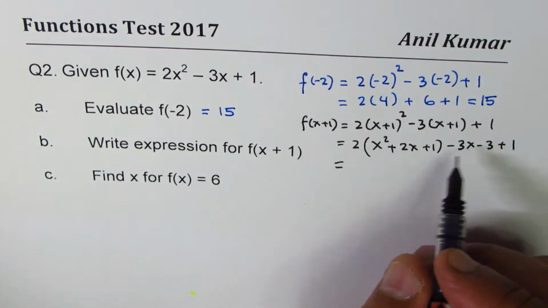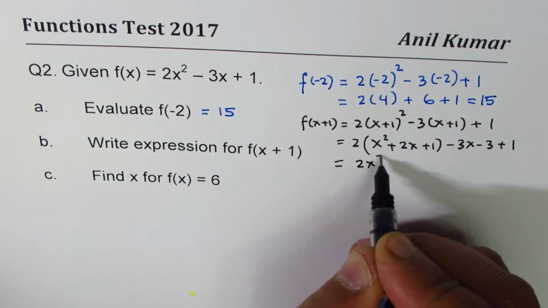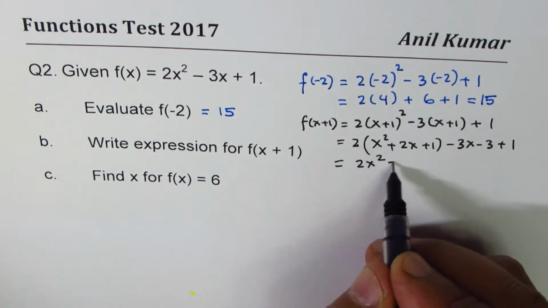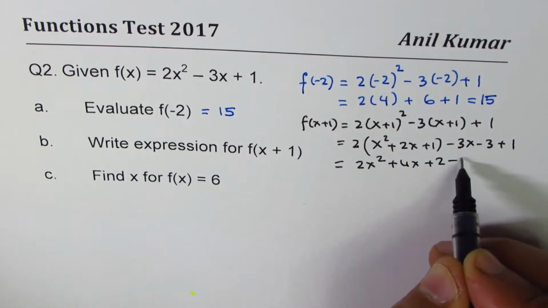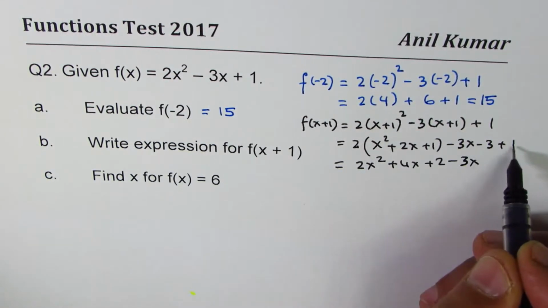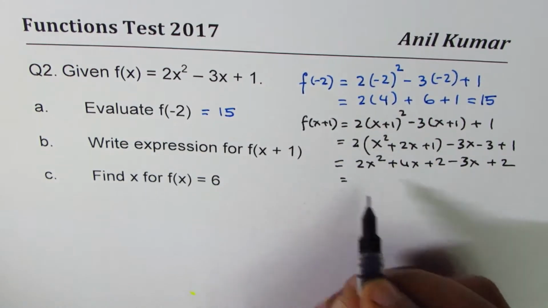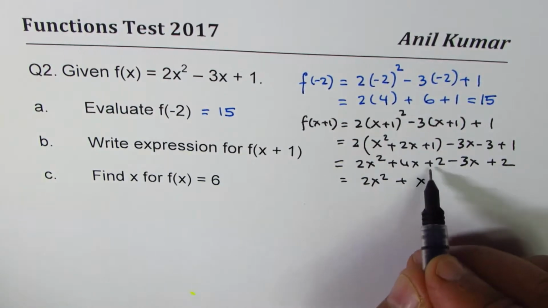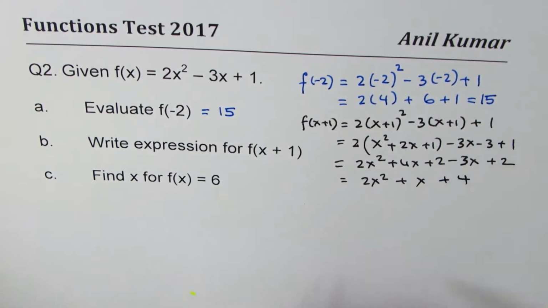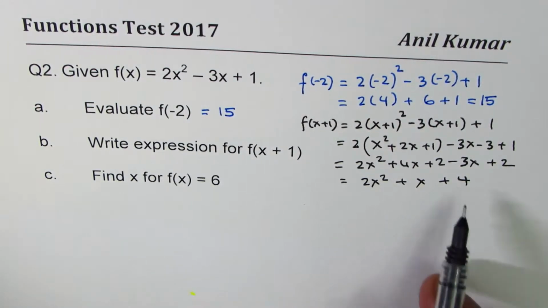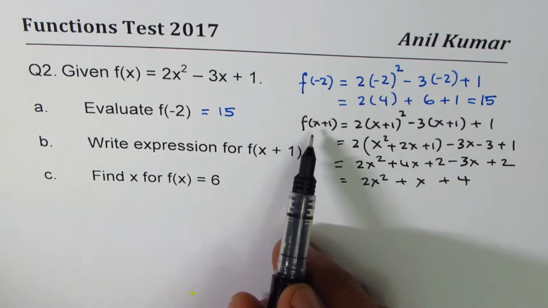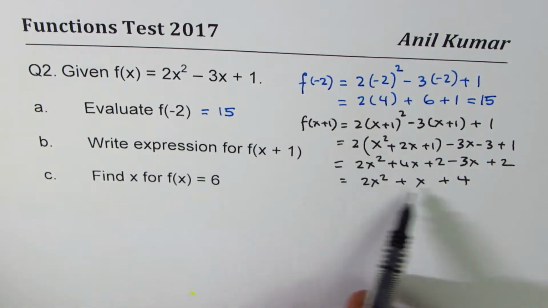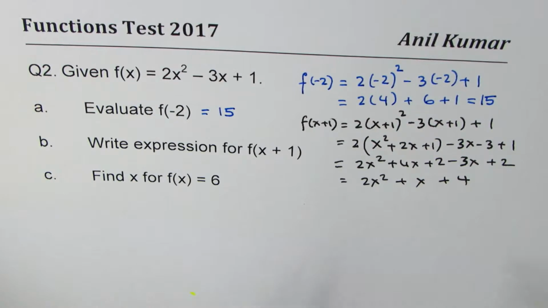Now you can combine the like terms. You get 2x squared plus 4x plus 2 minus 3x minus 3 plus 1 is plus 2. And that gives you 2x squared, 4x minus 3x is x, plus 2 is plus 4, right? So you get this function 2x squared plus x plus 4. That becomes f of x plus 1. So that's an expression for f of x plus 1, right? So that's part B.